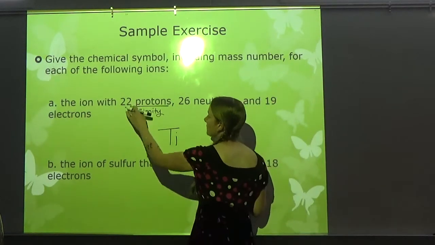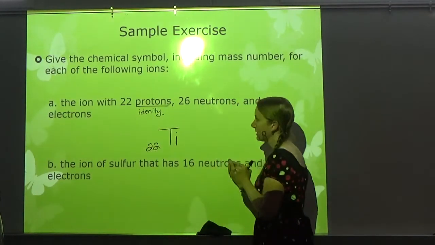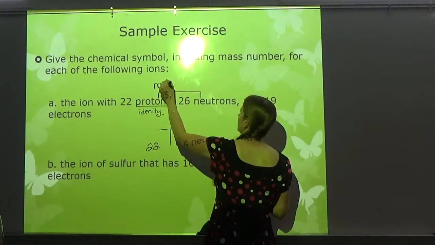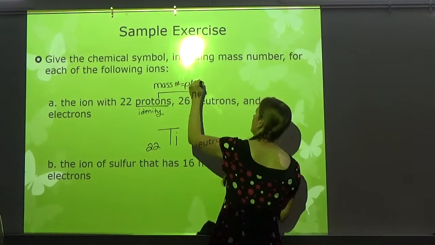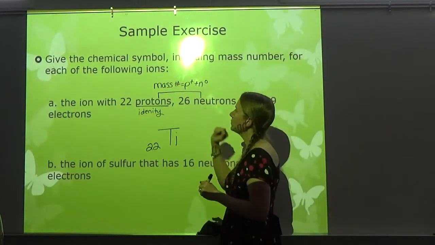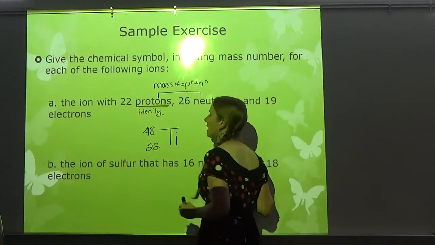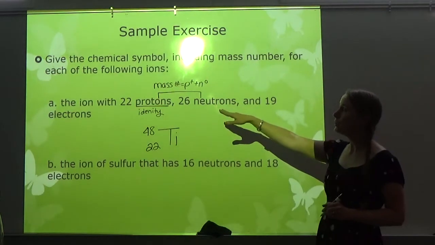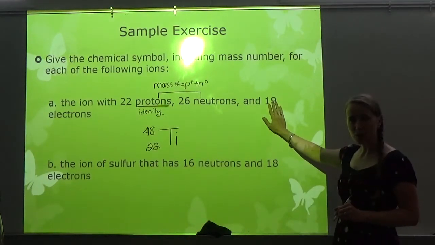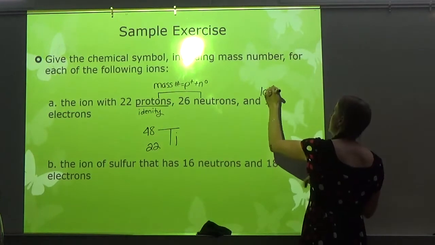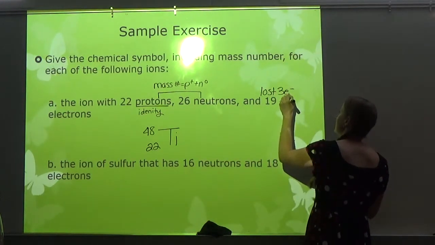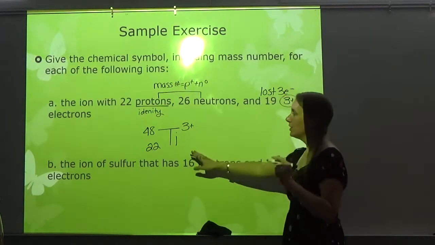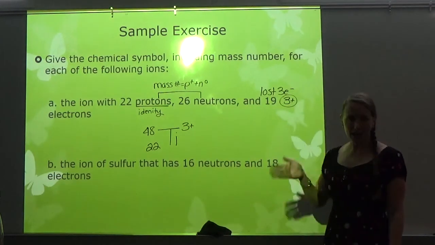When it says write the symbol including mass number for each of the following ions, I'm going to use shorthand. So my protons go down here. Remember, this is your atomic number. My mass number is protons plus neutrons. So 22 plus 26 is 48. So that would be my mass number. And then it says it has 19 electrons. So it has 22 protons, but only 19 electrons. So that means it has lost 3 electrons. So that means it has a 3 positive charge. And so the charge, of course, goes up here. Okay, so this would be this ion.